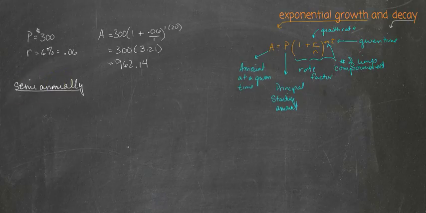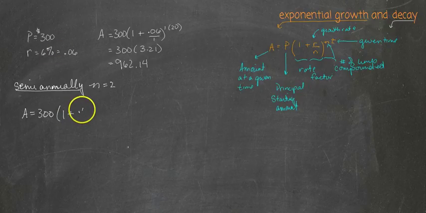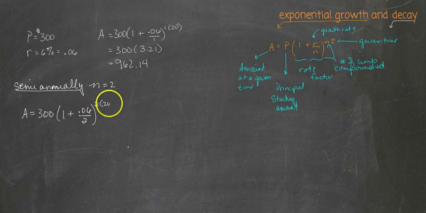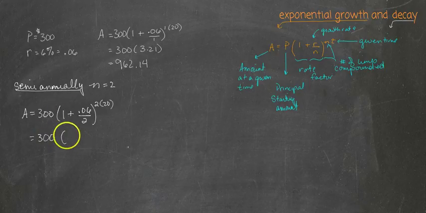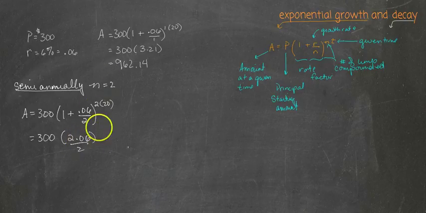Semi-annually. Well, that means that n equals 2. Semi-annually means twice a year I'm going to compound that interest. So the same formula, A equals 300 times 1 plus, the rate is still 0.06, but I'm going to divide that by 2, to the power 2 times 20. So that's 300 times 2.06 over 2. Let's go ahead and divide that 2.